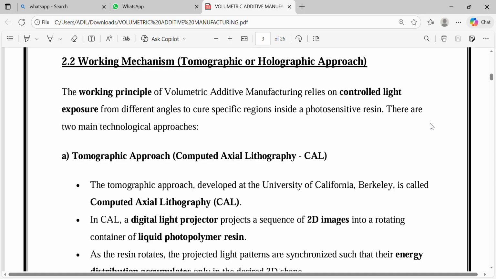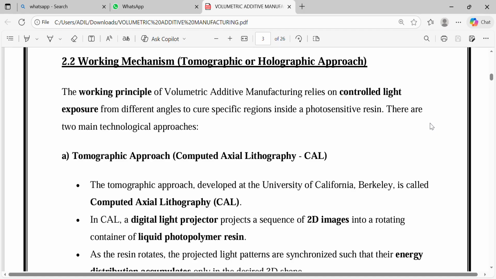The working principle of volumetric additive manufacturing relies on controlled light exposure. Controlled light exposure regulates energy input to the resin. It affects the polymerization and solidification. It enables precise control over print quality. It is critical for achieving the desired part properties, using light from different angles to cure specific regions in a photosensitive resin. There are two main technologies.